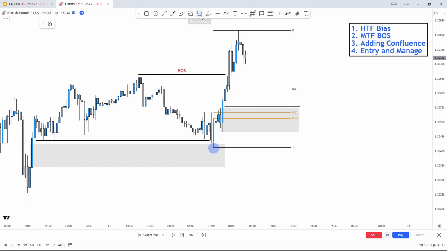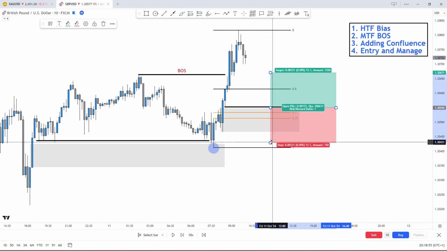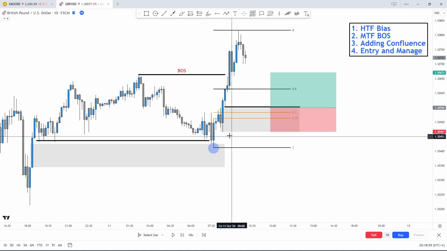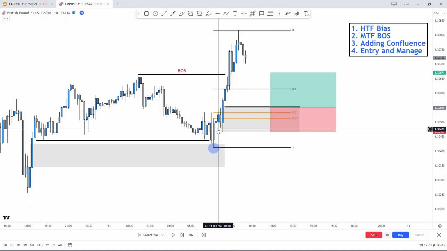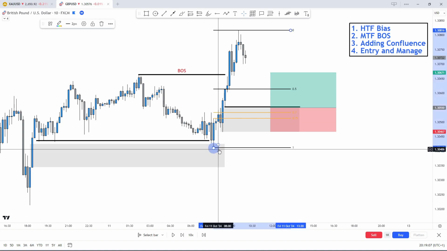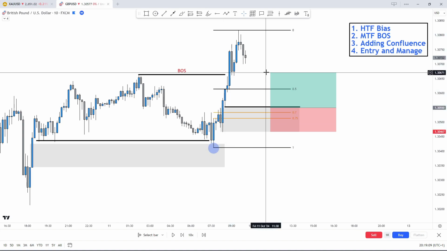So what do we do now? We simply set our limits, set our stop loss down here. We set our stop loss at this low. Why do we set it at this low? Because this is the point where, if price breaks below it, then our trade becomes invalidated.